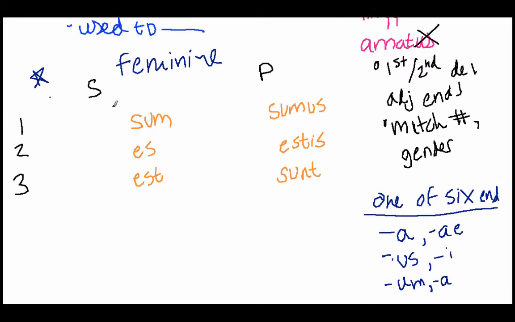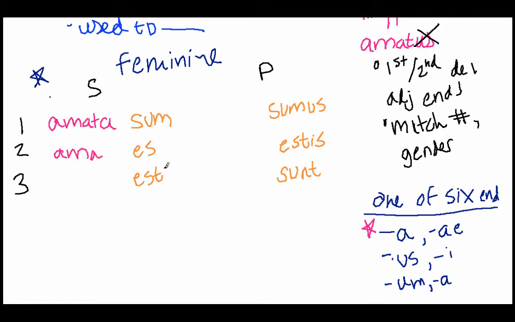So let's go ahead and use amatus. But we know it's feminine, so it will be, let's look right here, it will be amata all the way down. Amata. But in this column, we know the subject is plural because it's a plural verb, so it will be amatae. And we just go ahead and copy it down there.